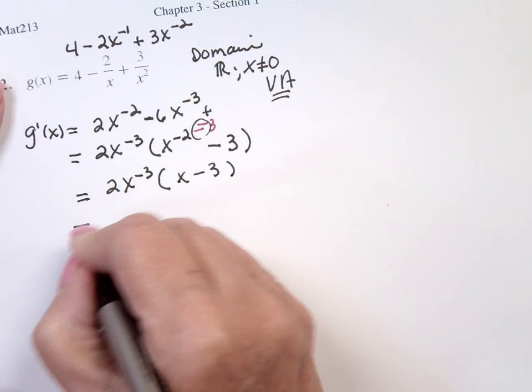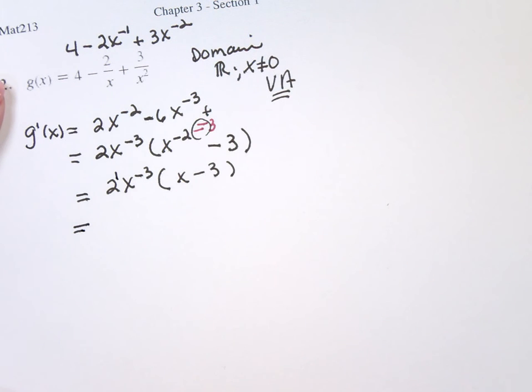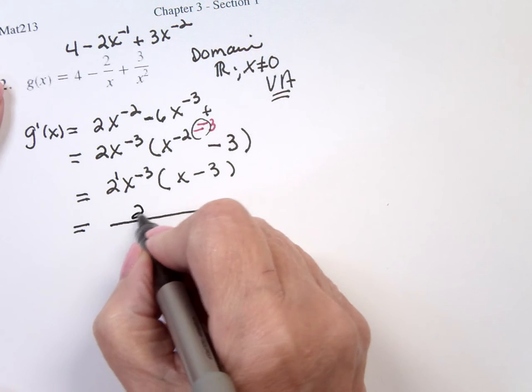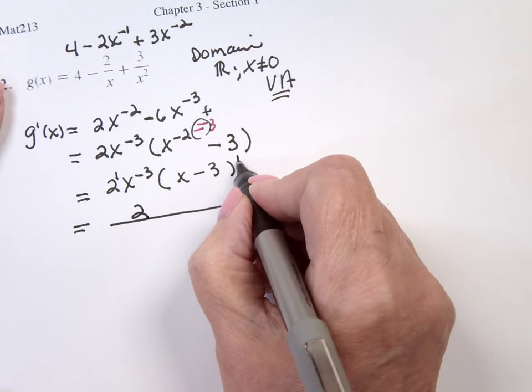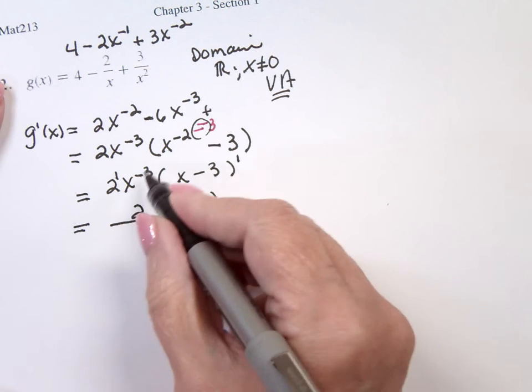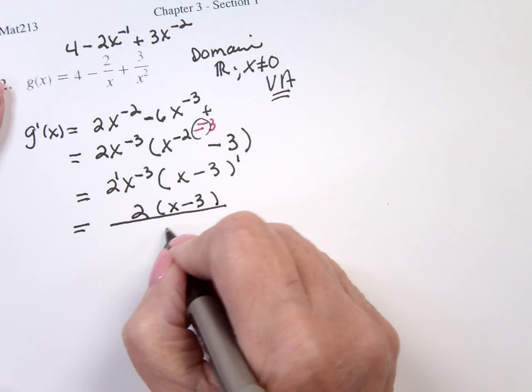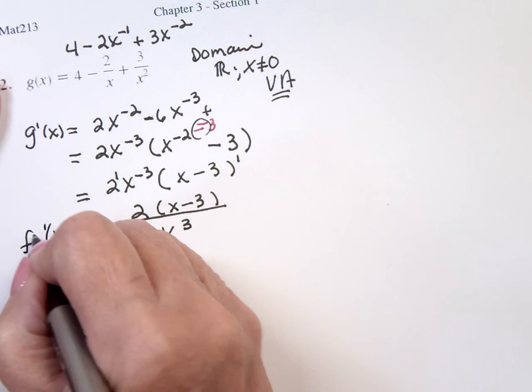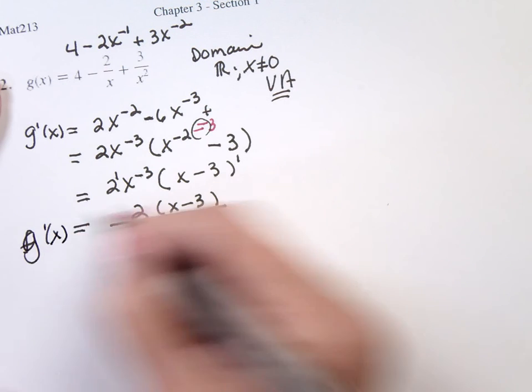We're not done. 2 has an exponent of 1. He stays on top. X plus 3 has an exponent of 1. He stays on top. And x to the negative 3 has a negative exponent. He's going to move to the denominator. There's g prime of x.